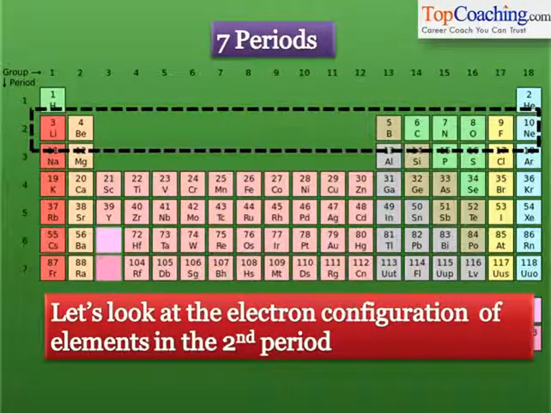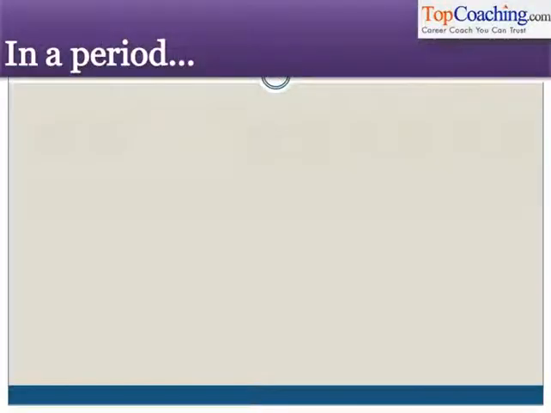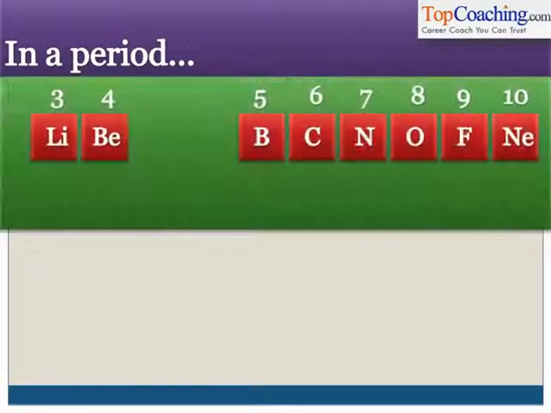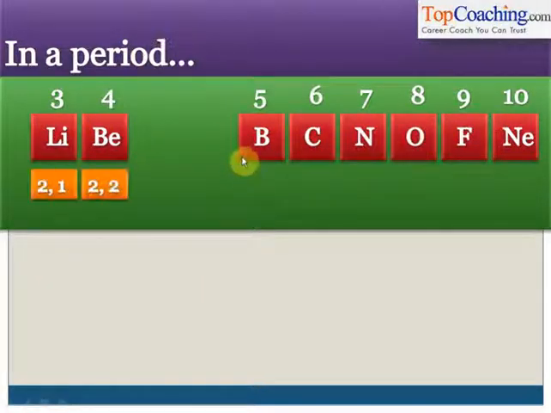Let's look at the electron configuration of elements in the second period. That will help us understand how the atomic number changes in a period. These are the elements of the second period. The atomic number of lithium is 3, beryllium is 4, boron 5, carbon 6, nitrogen 7, oxygen 8, fluorine 9, and neon 10. Neon is an inert gas. So you can see that the atomic numbers increase towards the right.